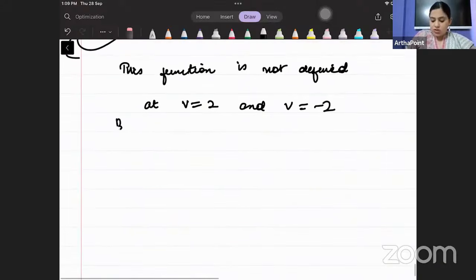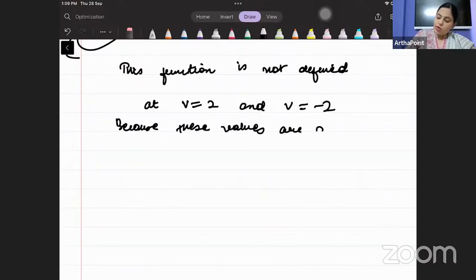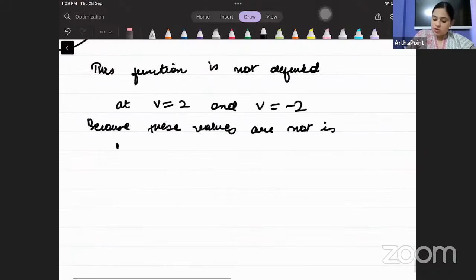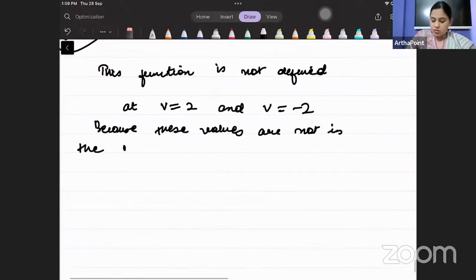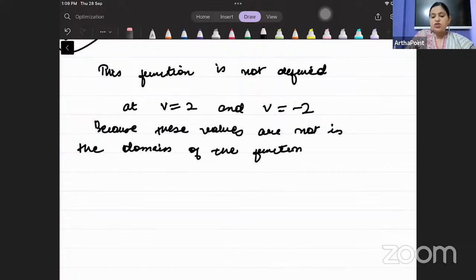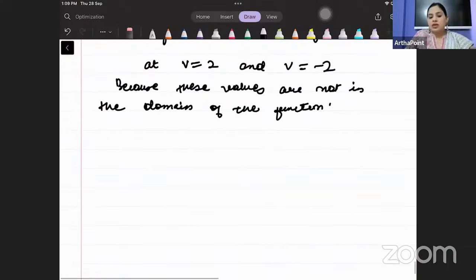Why? Because these values are not in the domain of the function. ये values function के domain में ही नहीं है. They are not in the domain of the function.